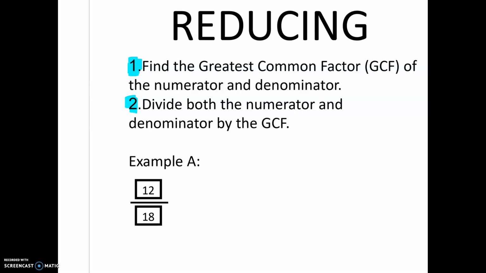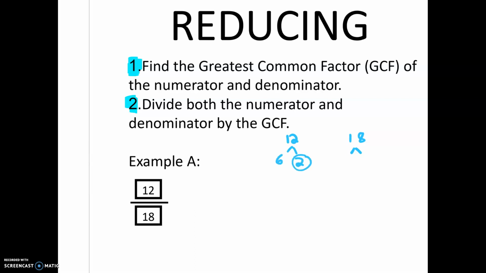We're going to start with example A here, 12 over 18. We need to start by writing down all our factors for 12 and our factors for 18. I like to do this by making a factor tree like this. Each 2 branches that come from that number are 2 numbers that multiply to that number. We can look on our multiplication chart and find anything that multiplies to 12. Let's say we did 6 and 2.